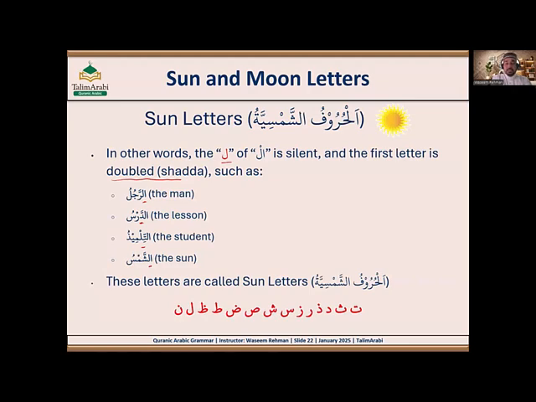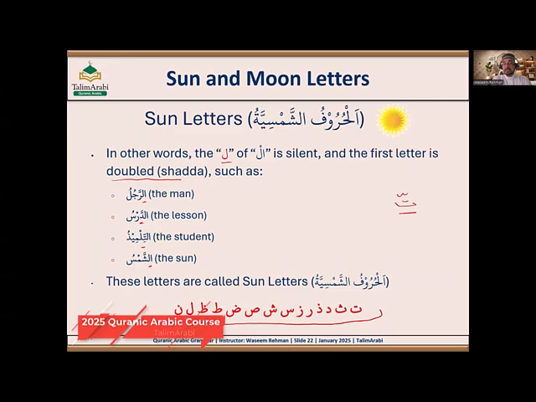So any word, and this is the set, any word that has any of these letters, if you put "al" before it, then the lam is not pronounced, and you have to put a shadda on it. You have to double the letter, and shadda means you are doubling the letter, right? Any word that has a shadda on it basically means the letter is coming twice. All right, so we are doubling it. Like ta, sa, dal, dal, ra, za, sin, shin.